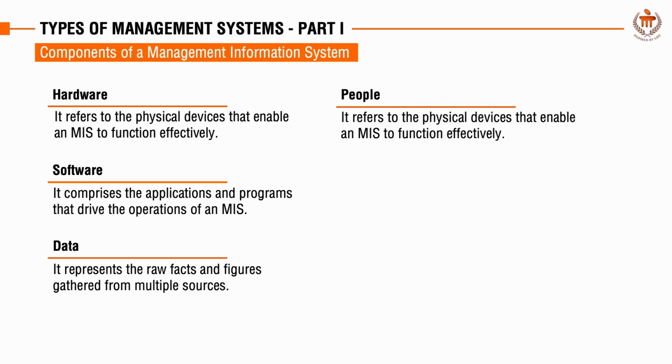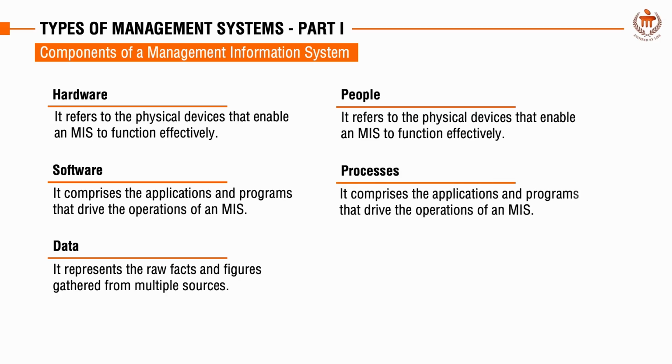People are integral to the management information system framework. This includes IT professionals who maintain the system and the employees and managers who use it to make decisions. The effectiveness of a management information system relies on people interpreting data correctly and using it to drive actions that align with organizational goals.